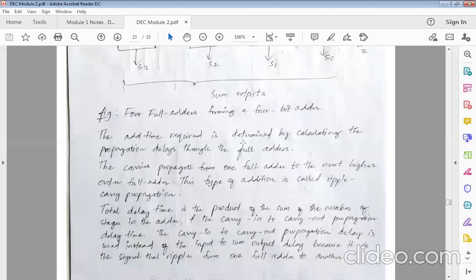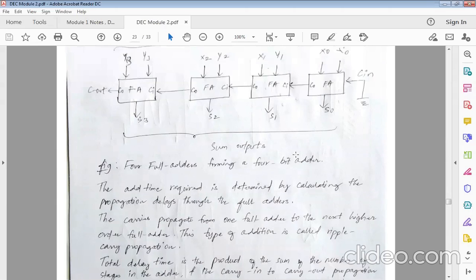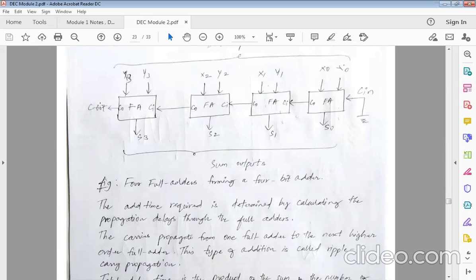The add time required is determined by calculating the propagation delays of the full adder. So because of which, what is happening? There is going to be a lot of delay by the time I get my C out. Remember, students, every transistor will actually add up to the delay. Every wire that you add can add up to the delay. Every millimeter increase in wire can actually increase the delay of propagation.